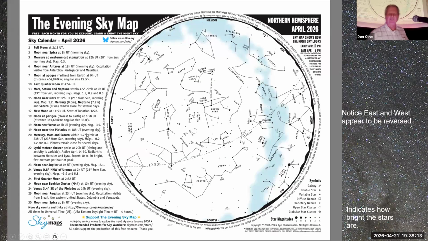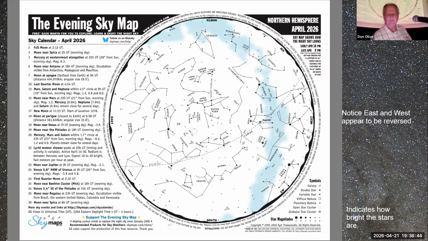Now, I'm going to show you some sites here in a second. I want everybody to print out a copy of this when they get home. The evening sky map, they print these out monthly. From right here, you can see that little X, or cross mark right there, is the zenith. Now, this was made for 40 degrees north, so it's a little bit different, but this is close enough so you can see what's going on.